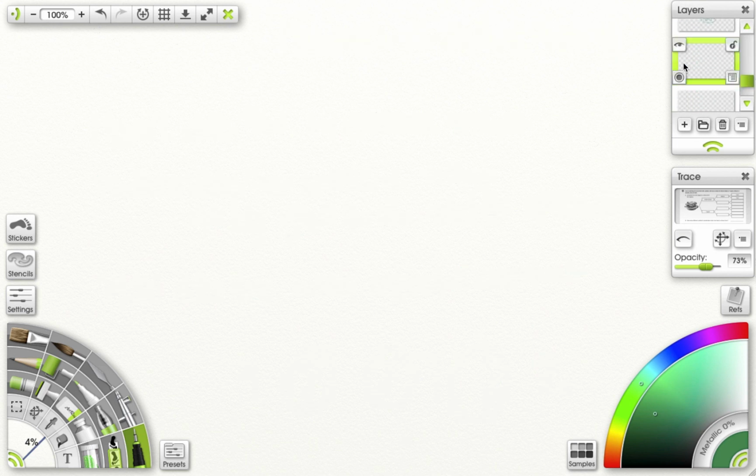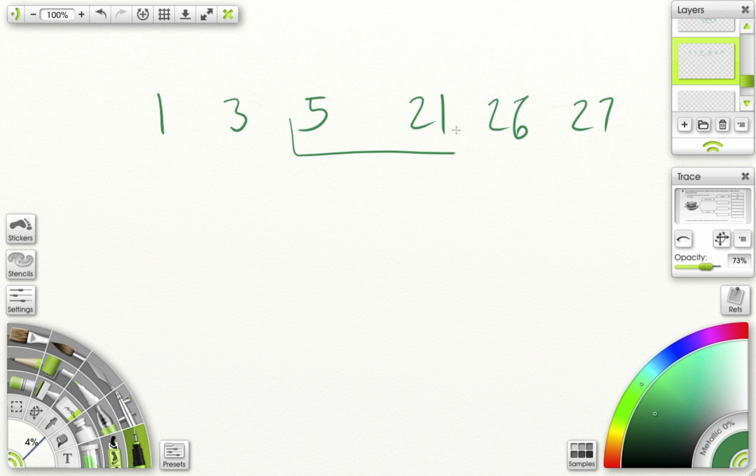I have 6 numbers: 1, 3, 5, 21, 26, and 27. If I was doing median in this case, there's a huge jump in the middle of these two numbers. Because remember, if there are 2 middle numbers, I have to add them together and divide by 2. There's a big jump in between here, so median would be a little bit trickier to use because of that huge jump. It would kind of skew the data.